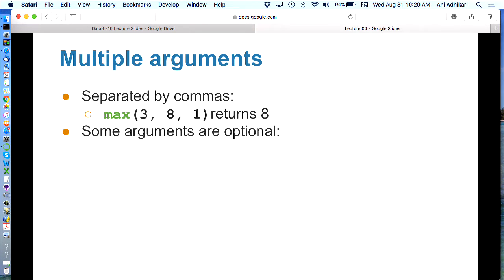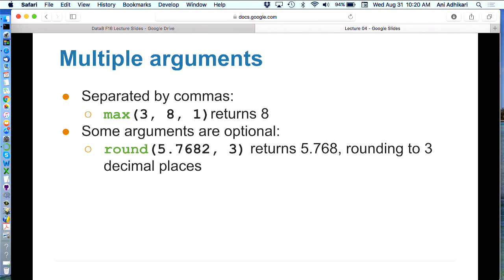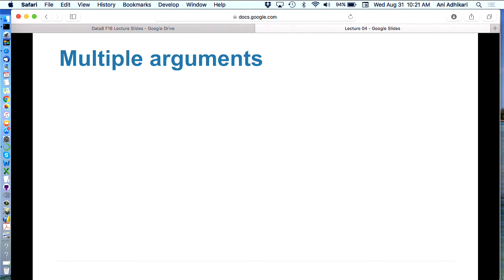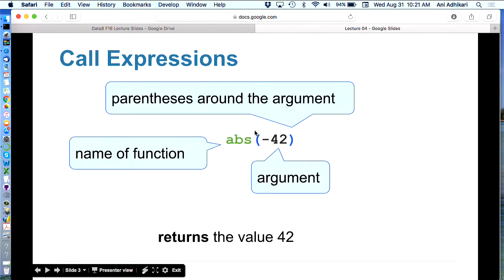Some functions take arguments that you don't have to enter. Have you seen the function round? I believe you did in lab. Yes? No? A question first. Yes. I'm confused by what you mean by arguments. Okay. Arguments are the objects on which the function operates, the things inside the parentheses. So this says, take the absolute value of minus 42. Absolute value of what? That's the argument. Absolute value of what? The answer is minus 42. Minus 42 is the argument.